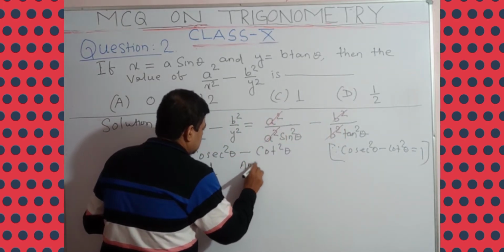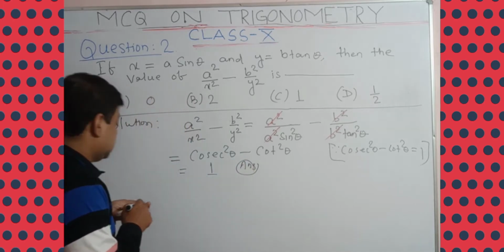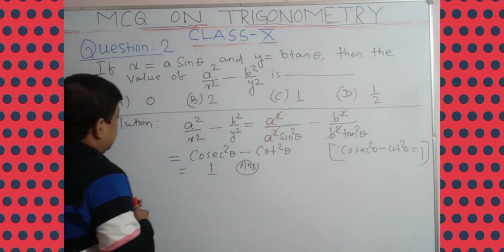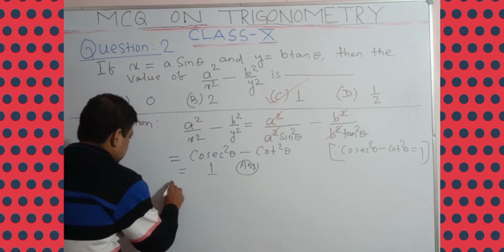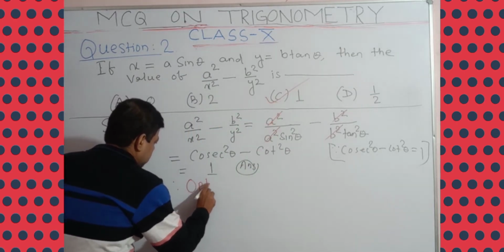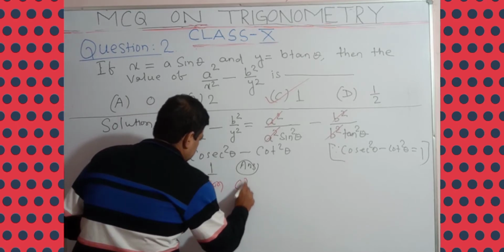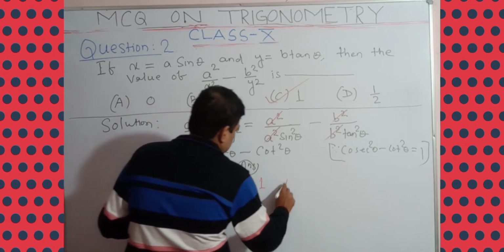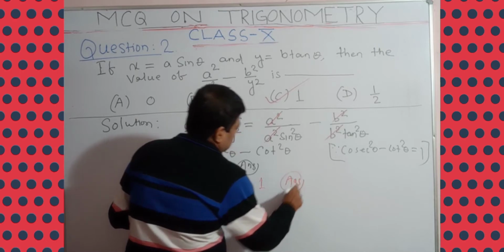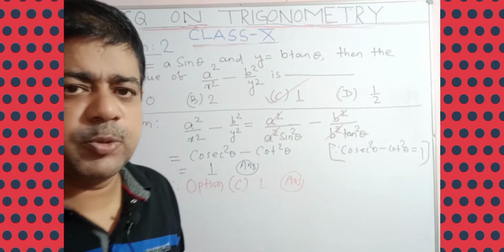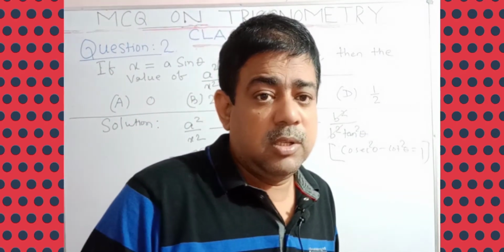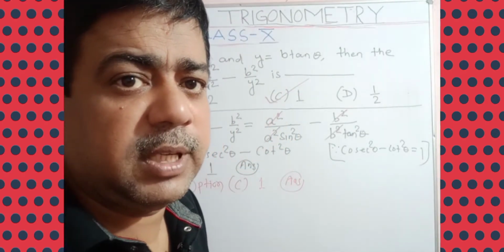This is the required answer, and the correct option is, what is the correct option? The correct option is C. Hence the option is C, which is 1 answer. Is it clear? So another simple question for you, not a problem, but this question comes most frequently, so take care of this question, okay.